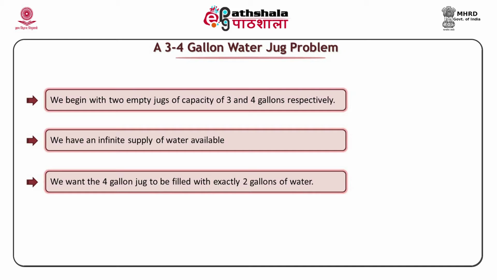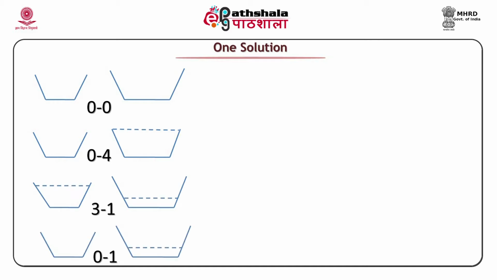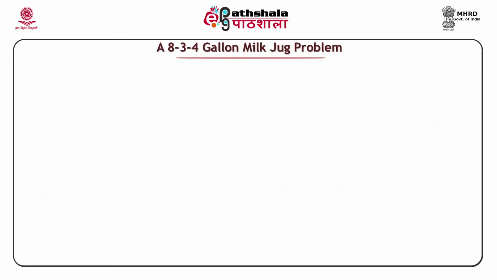Fine. One way to do it is this. We begin with 0, 0, and you can see the sequence on the slide. Eventually, what I get is 3, 2. So, the 4-gallon water jug will have 2 gallons of water at the end. That is great, I can solve it, but can a computer program do it? That is precisely what we are trying to do now. How can a computer program do it? One way is to use a state space representation, and that is exactly what we are going to do next. We skip that for a while.